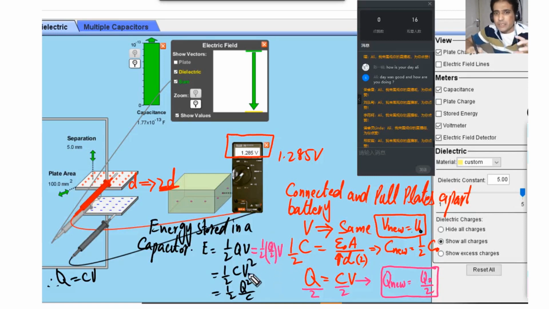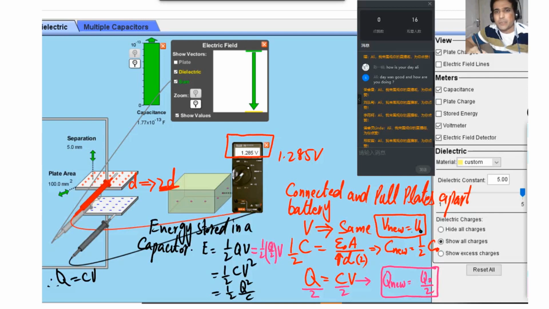So these are the points you have to keep in your mind. What is happening if the battery stays connected and we pull these plates apart? These are 4 points you have to understand. So this is one situation. For taking notes, you can watch this video after class, or when you're watching this one you can just take a screenshot, that is enough.